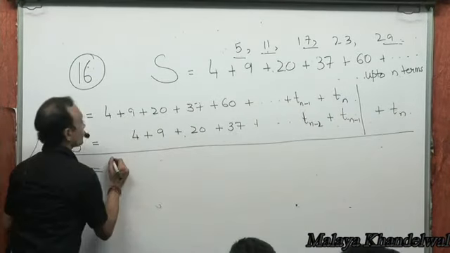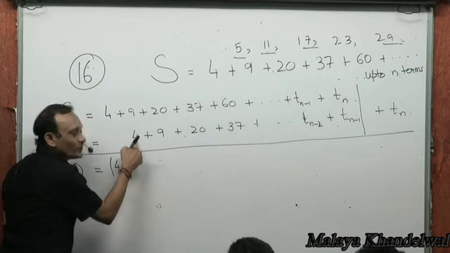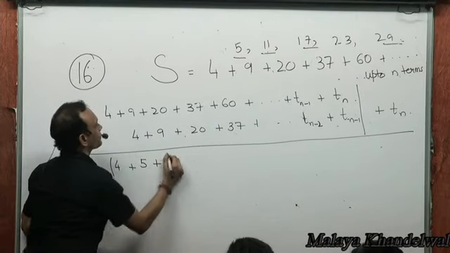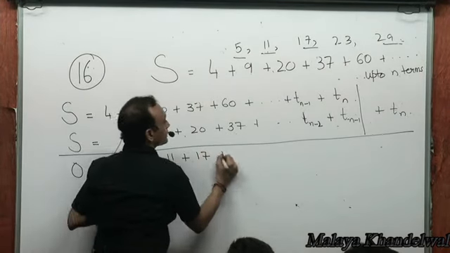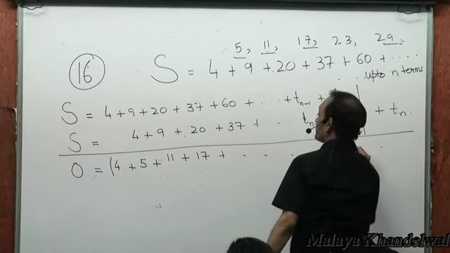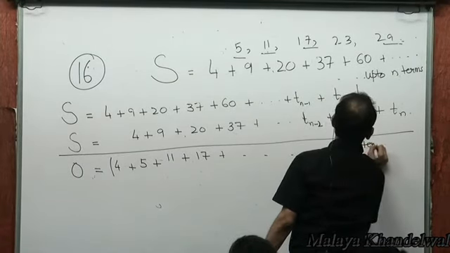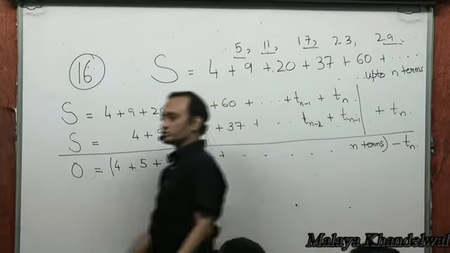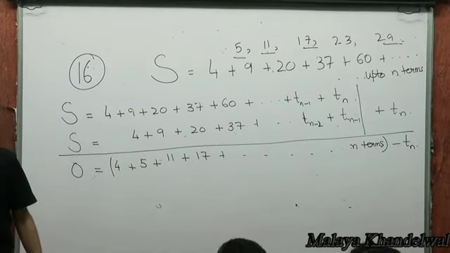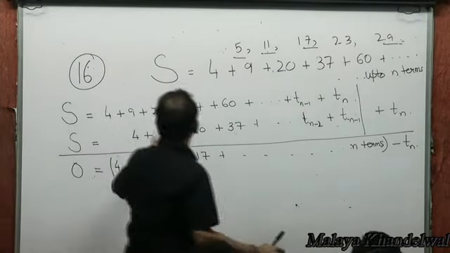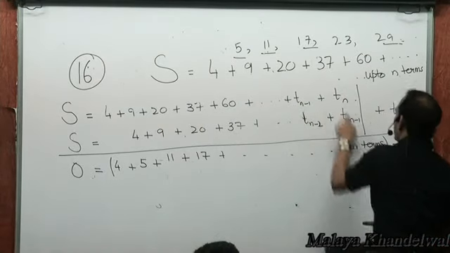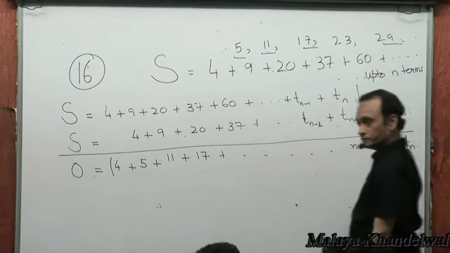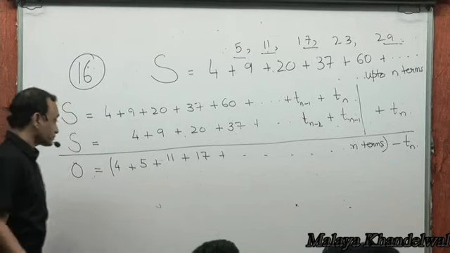Right? So 4 plus, see now, the subtraction would reveal these numbers: 5 plus 11 plus 17 plus etc. How many such terms? n such terms. And then minus Tn, which goes out of the picture. Yes or no? 4, 5, 11, 17, 23, and so on. Up to this, there are n terms, minus Tn. This is what happens, right?